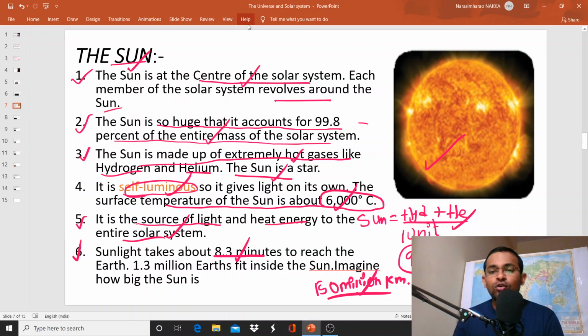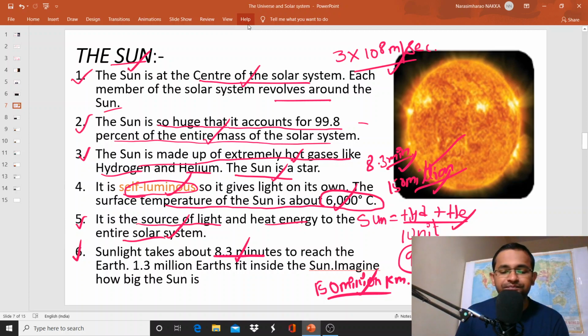And of course, you know that light travels at 3 into 10 power 8 meters per second. With this speed, the light reaches the earth from the sun in 8.3 minutes. That means in 8.3 minutes, it travels the distance of 150 million kilometers. So just imagine how fast the light is.